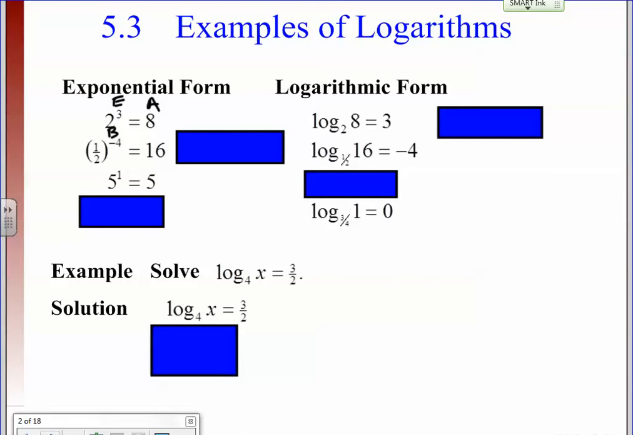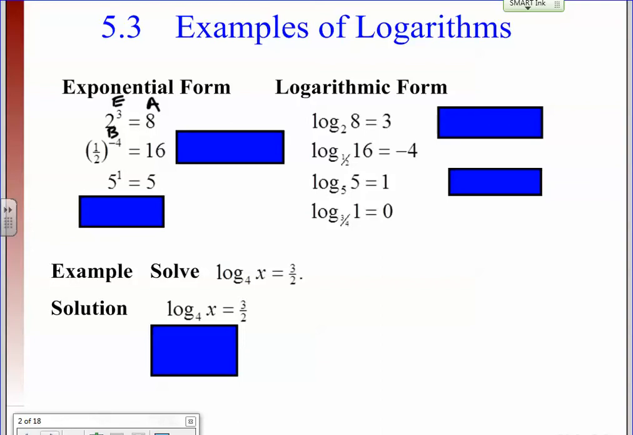The next one, 5 to the first power equals 5. Write that in log form. The base is going to be what? Log base 5. What's the argument? The argument is going to be 5. What's the exponent? The exponent is 1, so it's going to be 1. Of course 5 to the first power equals 5.